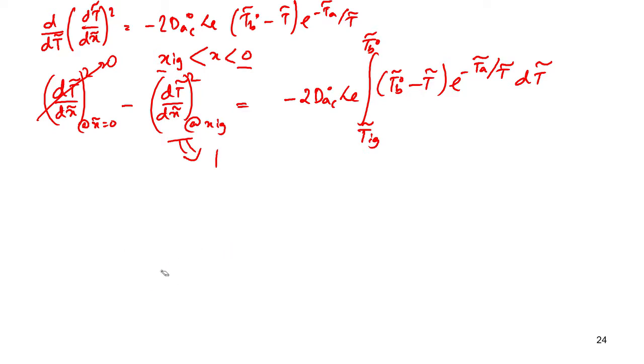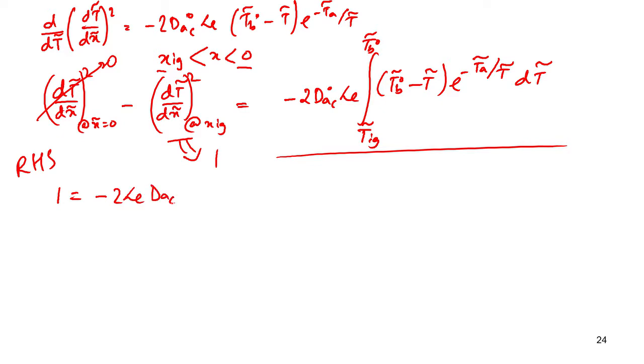Okay. So we will just focus on this right hand side from now, because the left hand side is equal to minus 1. So if you just remove the minus sign and put it here, then what we will get is essentially this 1 is equal to 2 times Lewis number times Damköhler number times the integral from t_b0 tilde to t_ig tilde of (t_b0 tilde minus t tilde) e to the power of minus Ta tilde by t tilde dt tilde.